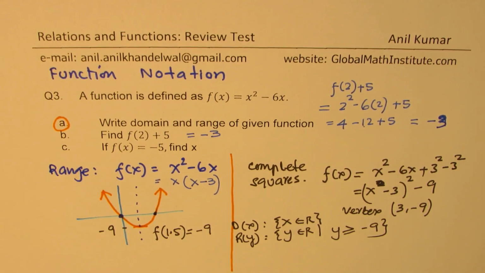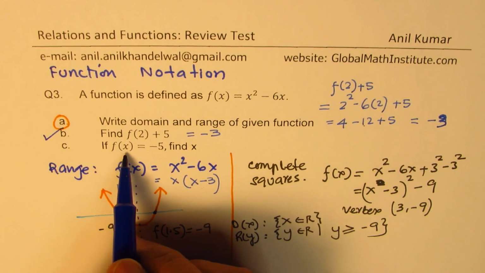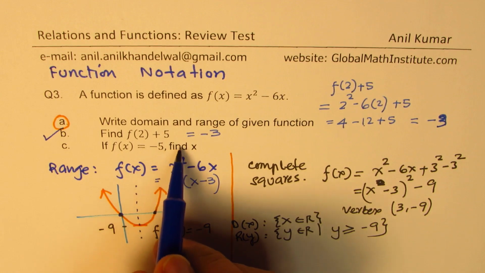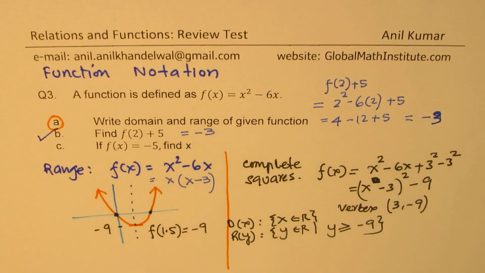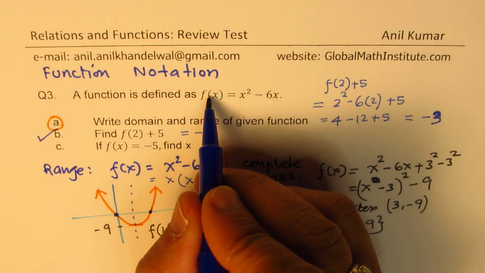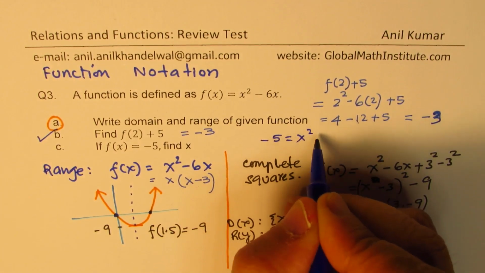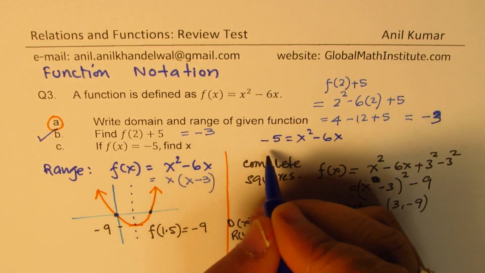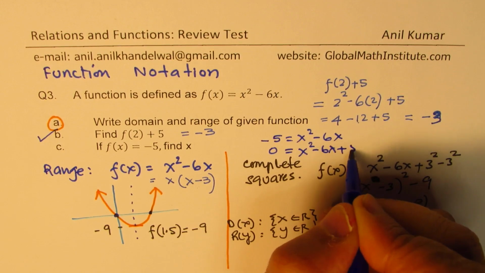Now, let's look into the next part, which is: if f of x is minus 5, find x. So let's figure this out. We are given minus 5 for f of x. We'll write this as minus 5 equals x squared minus 6x. So 0 equals x squared minus 6x plus 5.